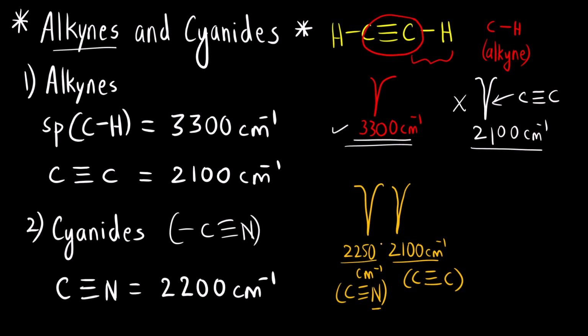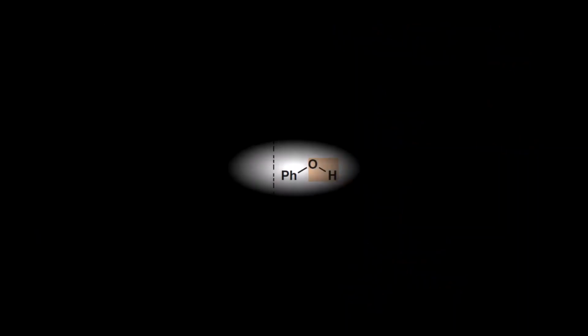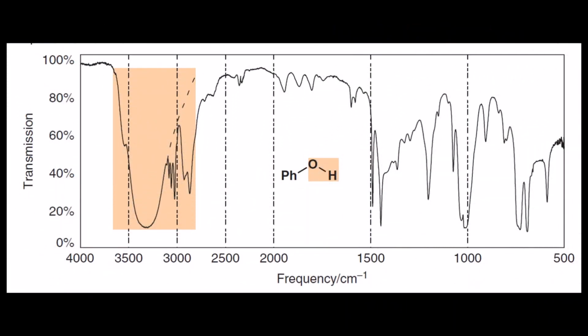We had seen in the last video that the stretching frequency depends on the polarity. The C≡N bond is polar, while the carbon-carbon triple bond is non-polar. These were some of the very important peaks in the range of around 3300. So now let us see the actual IR spectrum to understand the peaks.